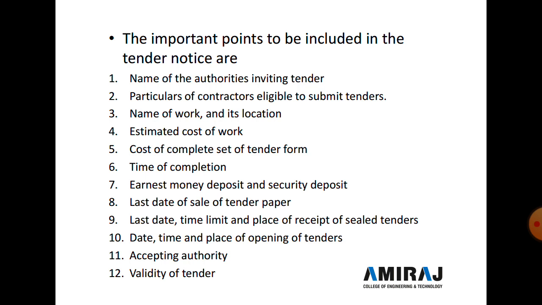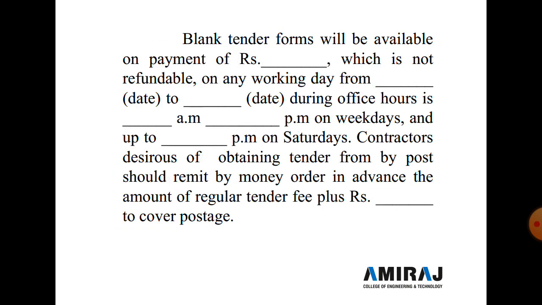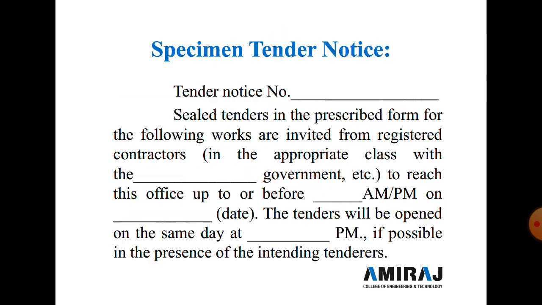After all the tenders are collected, the date, time and place of opening the tender is written, along with the accepting authority and validity of tender. All these 12 points are important points to be included in the tender notice. Now here one specimen tender notice is given.